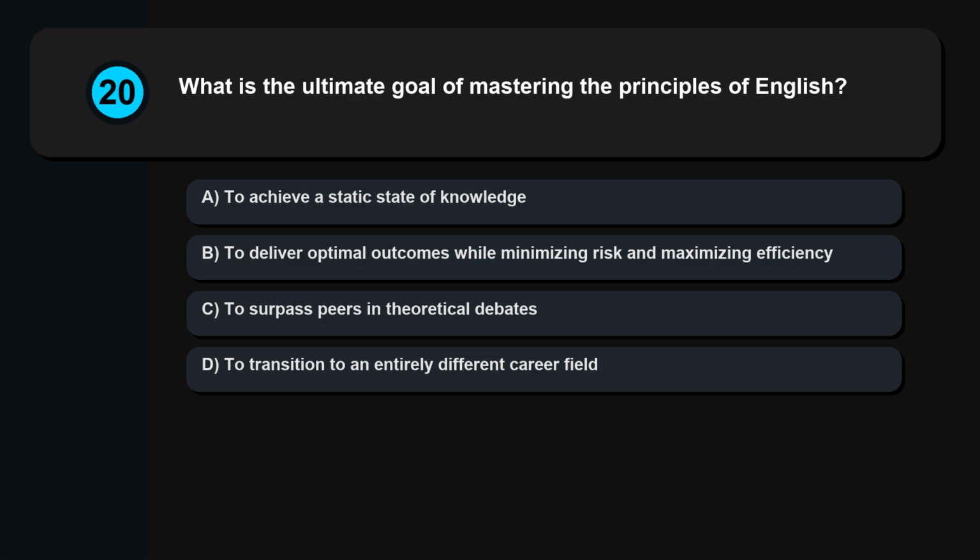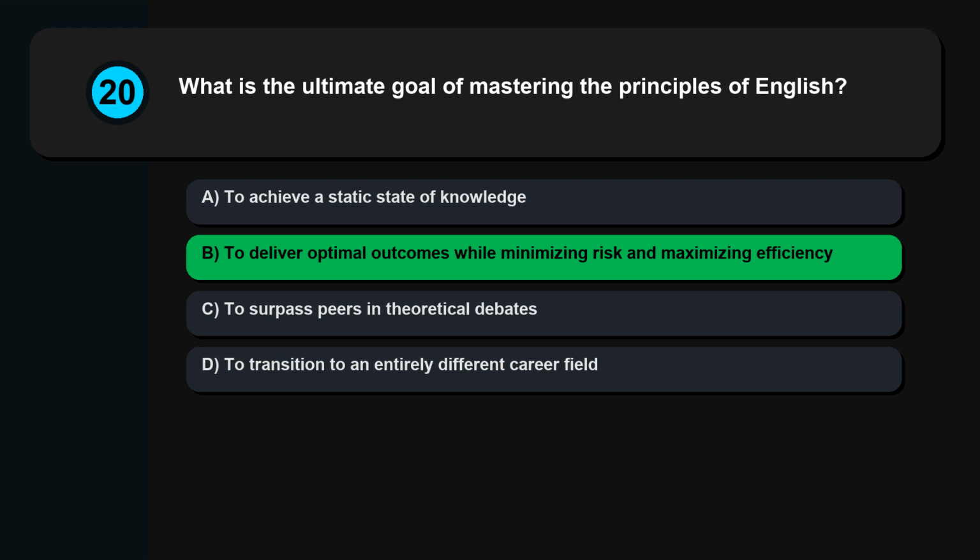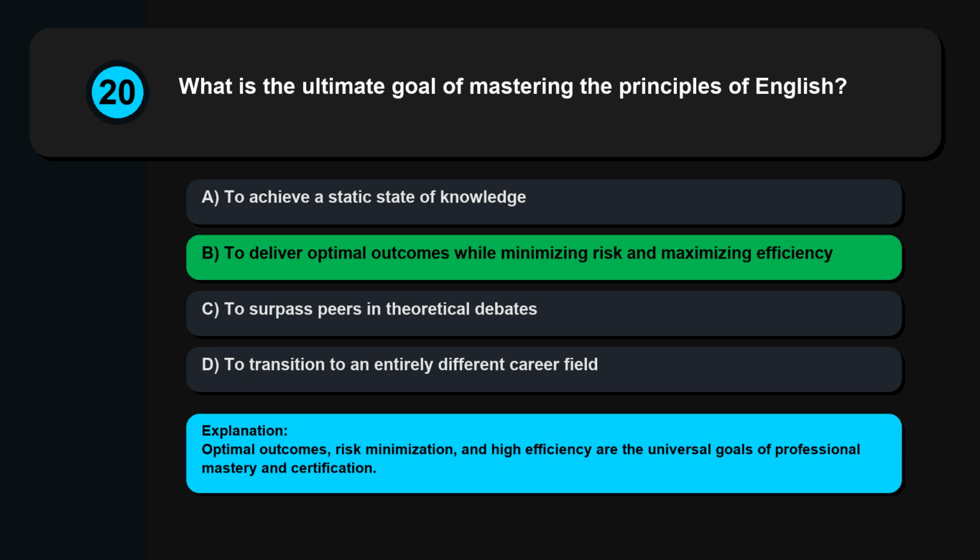Question 20. What is the ultimate goal of mastering the principles of English? To achieve a static state of knowledge. To deliver optimal outcomes while minimizing risk and maximizing efficiency. To surpass peers in theoretical debates. To transition to an entirely different career field. Optimal outcomes, risk minimization, and high efficiency are the universal goals of professional mastery and certification.